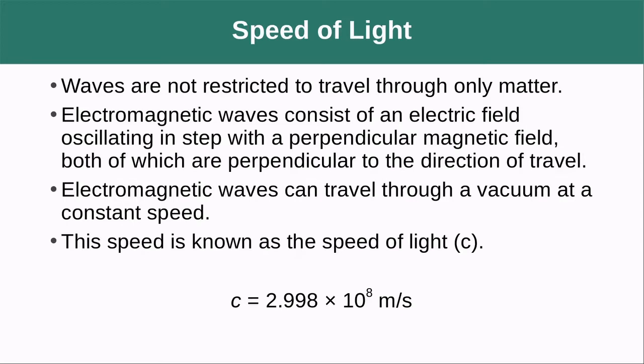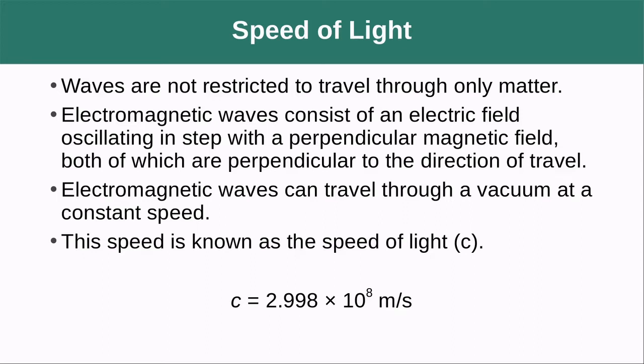So waves are not just restricted to matter. In our previous examples, we actually have electromagnetic waves. And these consist of an electric field oscillating in step with a perpendicular magnetic field, both of which are perpendicular to the direction of travel. That is a big statement that would be covered a little bit more in a Phys 2 course, electricity and magnetism. We're not really going to get into that too much here, but we're going to talk a little bit more about how electromagnetic waves interact with matter.